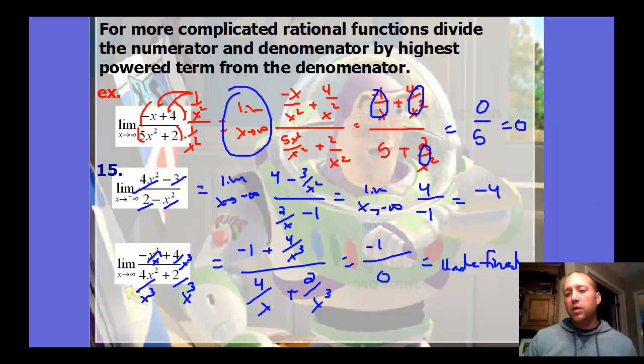So let's talk about this for a second, what we're seeing, some of these patterns here, where this one ended up being 0. Look at the problem, we had x to the first power and x squared as our exponents. The next one we had negative 4, we had x squared and x squared, so the same. This one was undefined, we had x cubed and x squared.